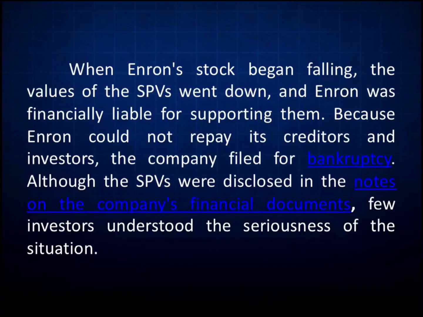When Enron's stock began falling, the values of the SPVs went down. Enron was financially liable for supporting them, but Enron could not repay its creditors and investors, and the company filed for bankruptcy. Although the SPVs were disclosed in the notes on the company's financial documents, few investors understood the seriousness of the situation.